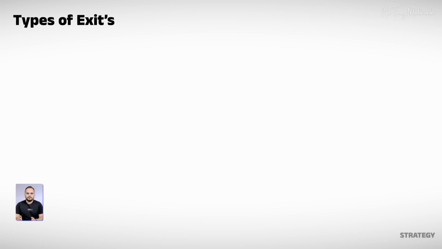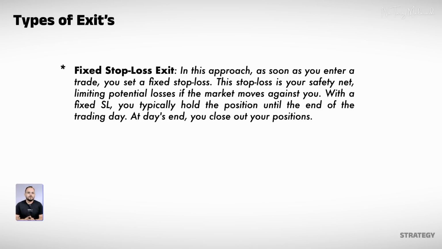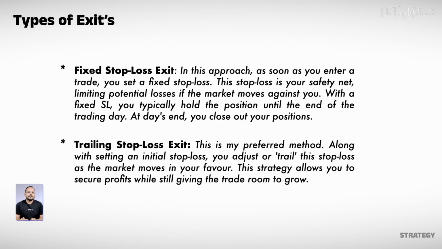There are mainly two types of exit to consider. The first one is a fixed stop loss. Basically you keep a stop loss after the entry and you wait for EOD to square off. That's it. And then we have a second type of stop loss. It's one of my favorites, basically the trailing stop loss exit. This is where, along with setting the initial stop loss, you also adjust the trailing stop loss.